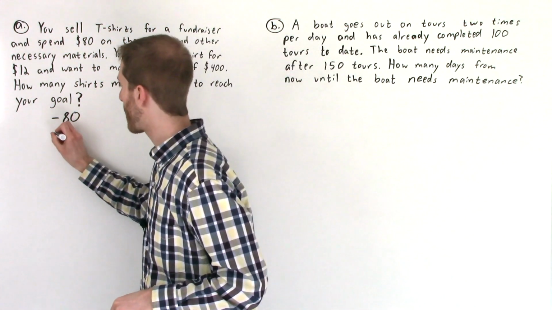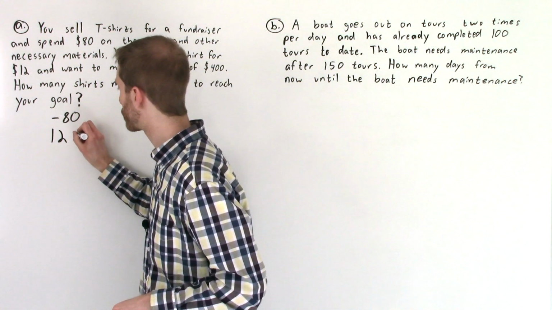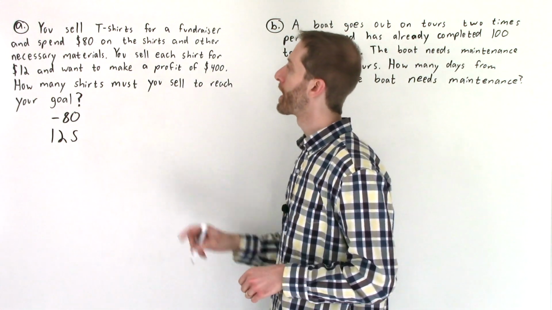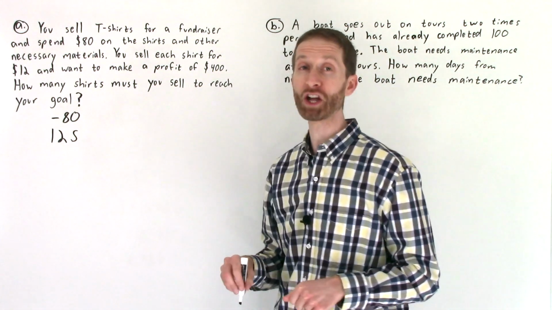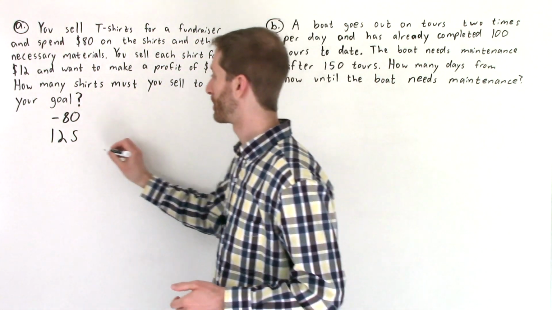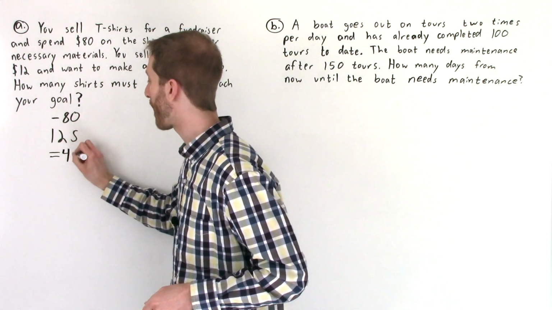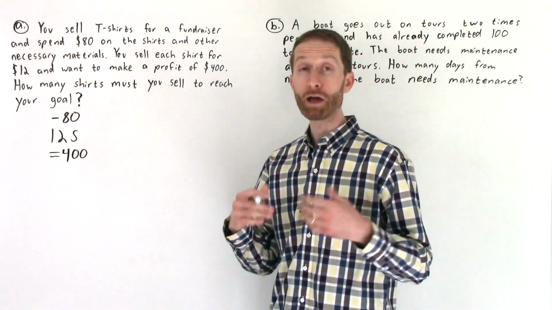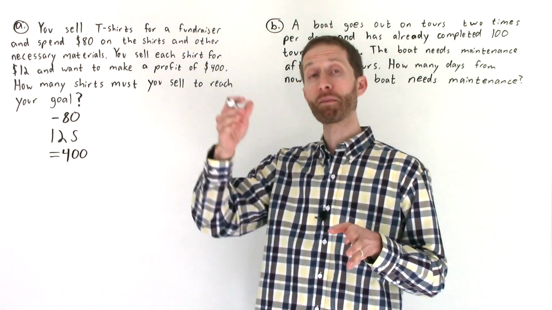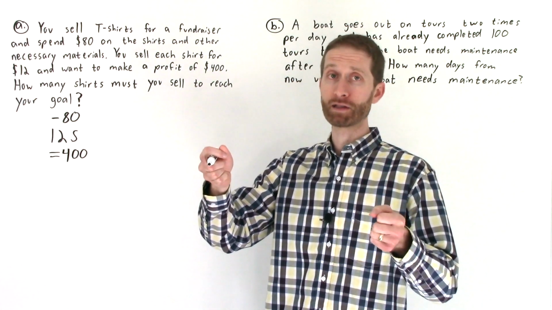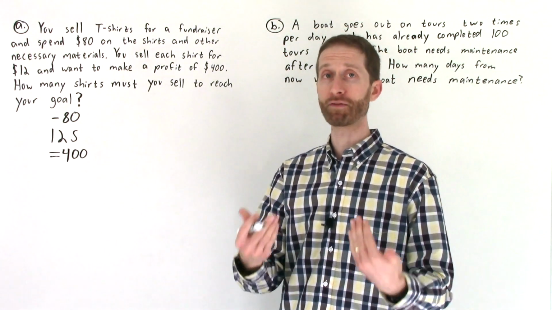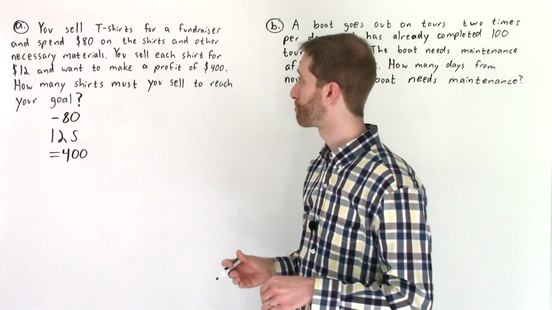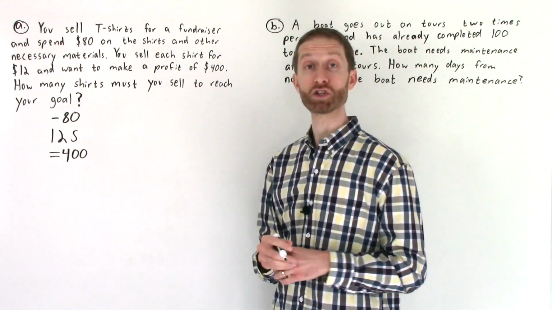So I'm going to put that down as $12 per shirt, and I'll write down S for the number of shirts. And you want to make a profit of 400. That sounds like a total, right? So I'm just writing down fragments of ideas. The total profit is 400 bucks. And profit means the total amount of money you've brought in minus the total amount of money you've spent. Profit is what you make after accounting for how much money you've spent. How many shirts must you sell to reach your goal?